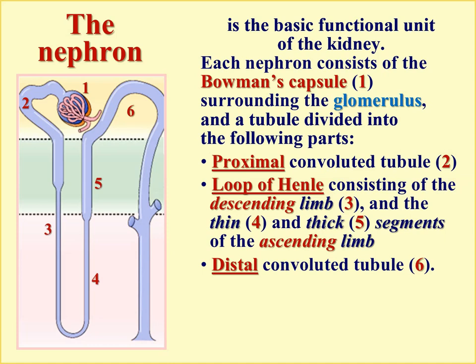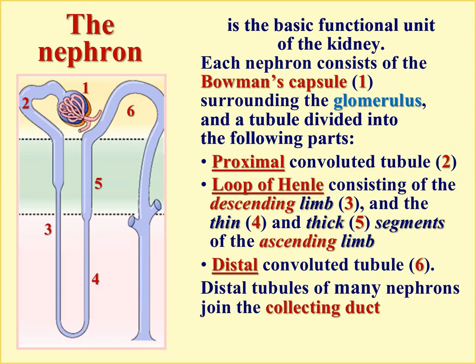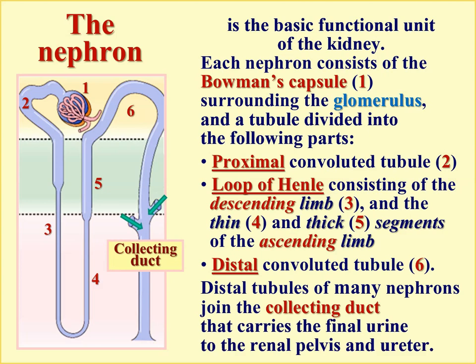After this, the tubule again goes downward to the pelvis, where a few nephrons can be emptied into one and the same collecting duct. Therefore, formally, the collecting duct is not a part of an individual nephron, but functionally, of course, collecting ducts work together with the whole tubule system. Many nephrons empty their distal tubules into one and the same collecting duct, which carries the final urine to the renal pelvis and ureter.